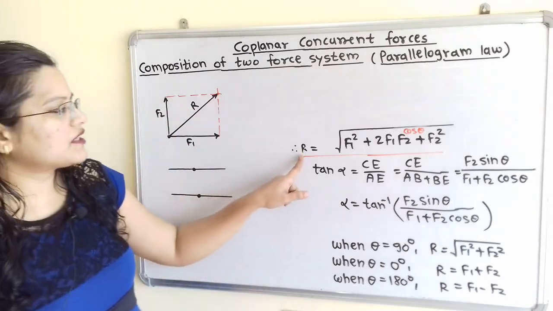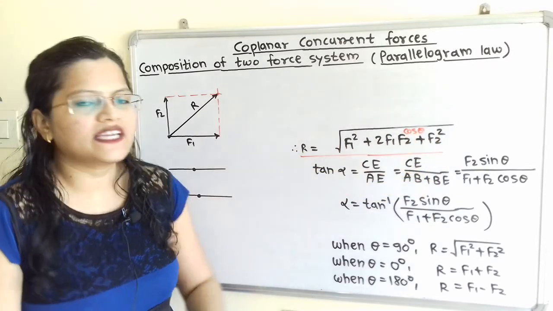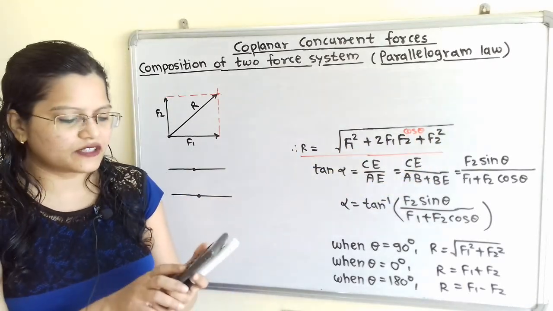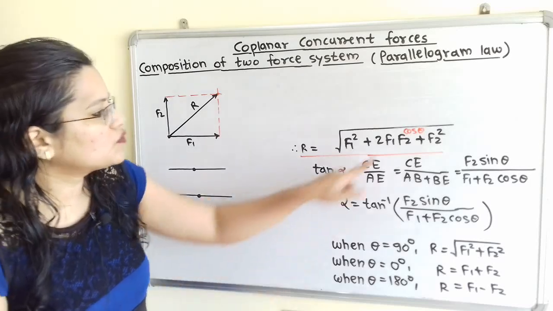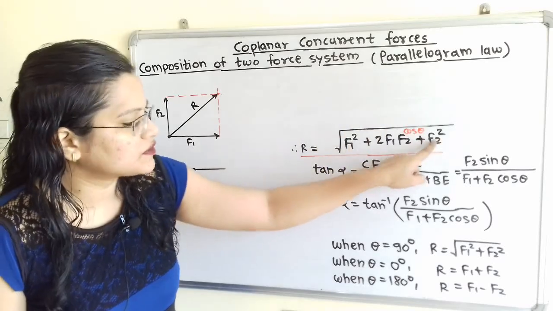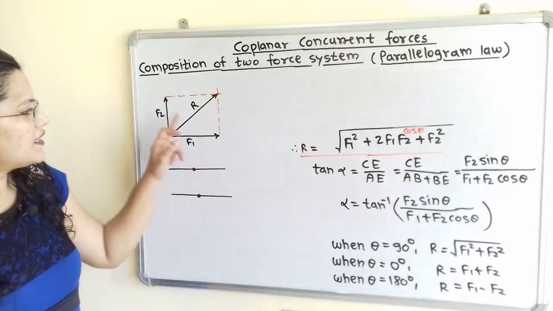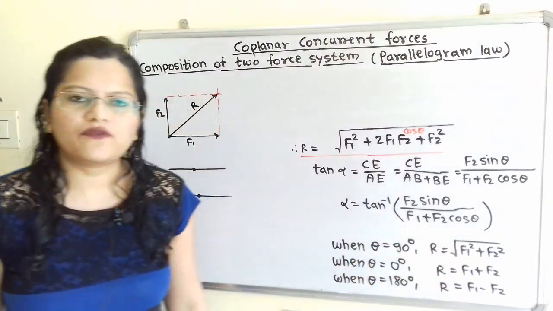So if we observe, R is equal to, in this formula we have to put theta equal to 90 degrees. So cos of 90 is equal to 0. So this whole term will become 0, and R is equal to under root of F1 square plus F2 square. So when theta is equal to 90 degrees, we have to use this formula.